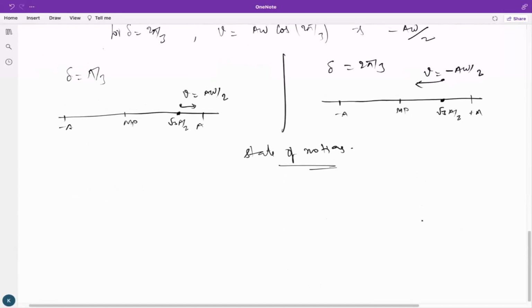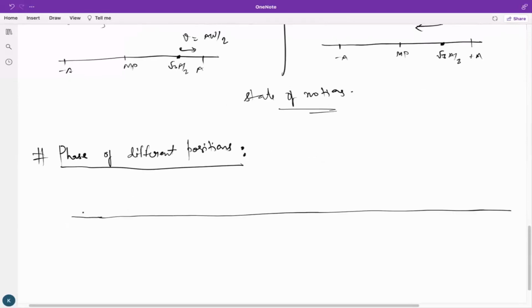Now I'm going to draw a figure representing the phase of different positions. This is our minus A, this is our plus A, and this is our mean position, that means at t equal to 0, x is equal to 0. This is A by 2, this is A by root 2, this is root 3A by 2, and this is A.